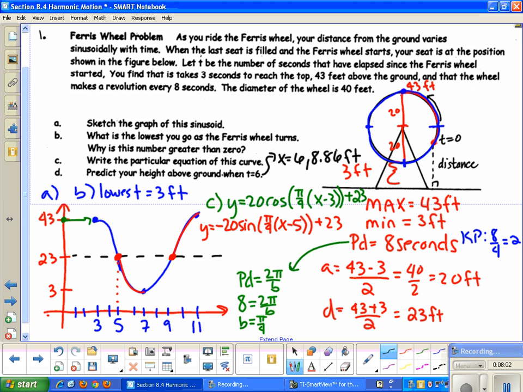So after 6 seconds, we know we're 8.86 feet above ground. So that would be your answer for that one.